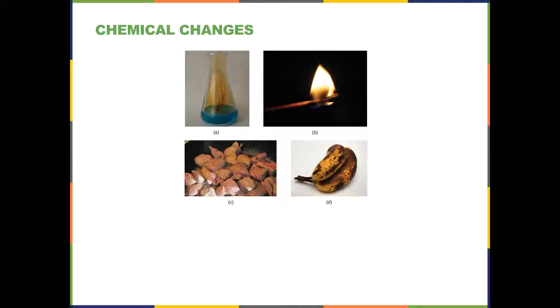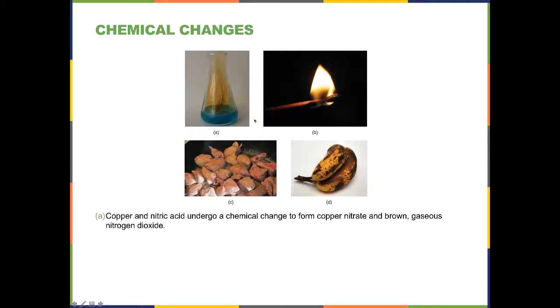Here are some more examples of various chemical changes. This represents copper, which is these wires right here, and this liquid is nitric acid. A chemical change occurs and forms something known as copper nitrate, and a gas, nitrogen dioxide, is formed. So that's a chemical reaction, and both the copper and the nitric acid have undergone a chemical change.